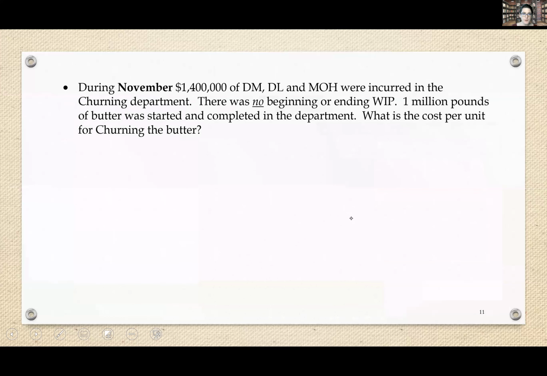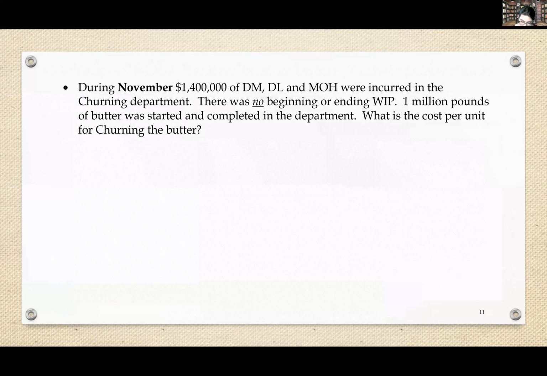Right? So let's start off. So during November, we have 1,400,000 of direct materials, direct labor, and manufacturing costs incurred in the churning department. To keep our example simple, we're going to say that we have no beginning and no ending work in process. All the butter that we started churning on November 1st, on November 30th, we had completely finished and transferred it out, and we had no ending work in process inventory. We completely finished it. Now, this is a bit of an unrealistic example, but again, we're starting off pretty simple.